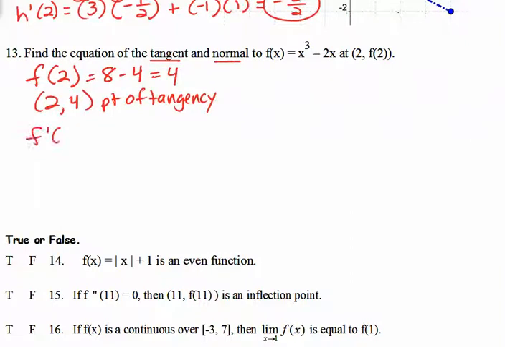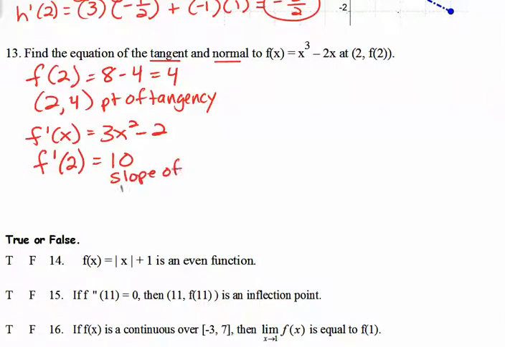And let's find our formula for f prime of x: 3x squared minus 2. So particularly, our numeric derivative at 2 would be 3 times 4, or 12, minus 2 is 10. So this would be the slope of our tangent. So our tangent line, and you need not show this work.